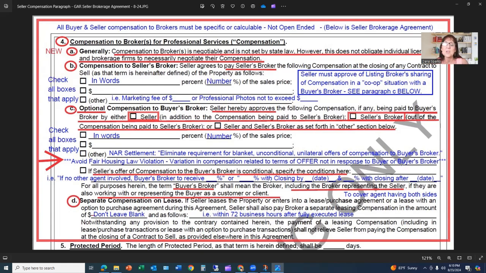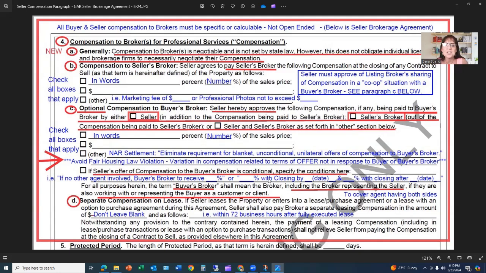You explain to them that you can perform ministerial acts and you share with them what that means. They are completely clear on that and they choose to be a customer of your broker. So one broker, one agent, client relationship with, in my example, the seller, customer relationship with the buyer. That's having both sides and is legal per license law in Georgia. Again, check with your broker, even on having both sides.